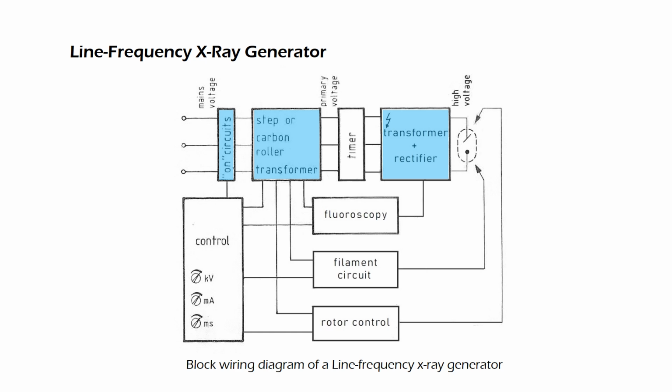The primary voltage is applied to the high-tension transformer via a timer which may comprise either contactors or thyristors. In the high-tension transformer, the primary voltage is stepped up to the desired level of 35 to 150 kV. The output side is provided with arrangements for rectification and filtration of the high tension. The load is the X-ray tube.